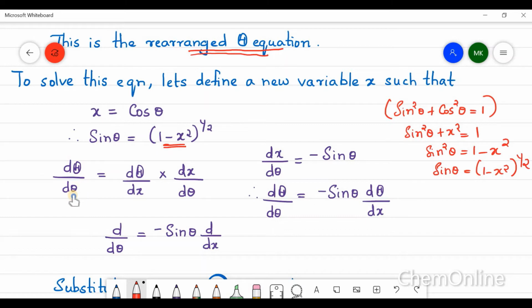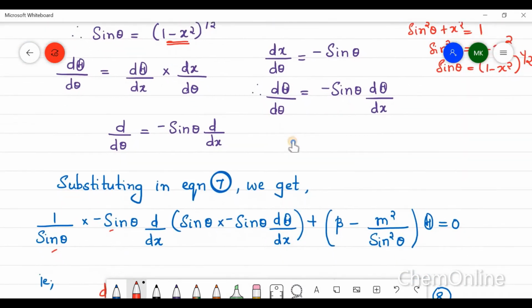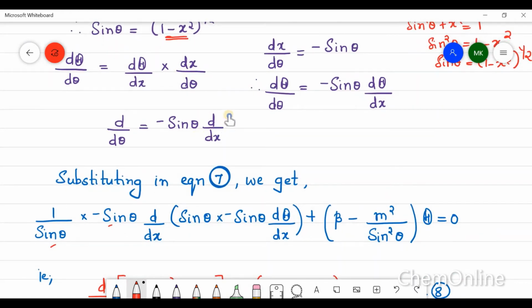Now d theta by d theta can be written as d theta by dx into dx by d theta. If x equals cos theta, then dx by d theta equals minus sin theta. Therefore, d theta by d theta can be written as dx by d theta is minus sin theta, so that is minus sin theta into d theta by dx. Or d by d theta equals minus sin theta d by dx.